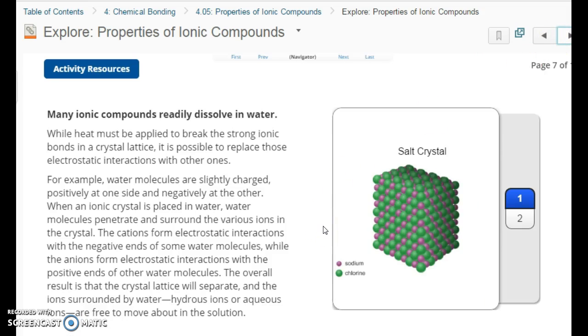Many ionic compounds readily dissolve in water. While heat must be applied to break the strong ionic bonds in a crystal lattice, it is possible to replace those electrostatic interactions with other ones. For example, water molecules are slightly charged, positively at one end and negatively at the other.